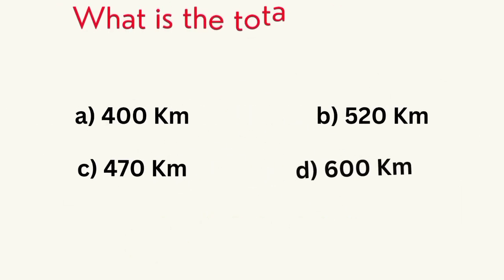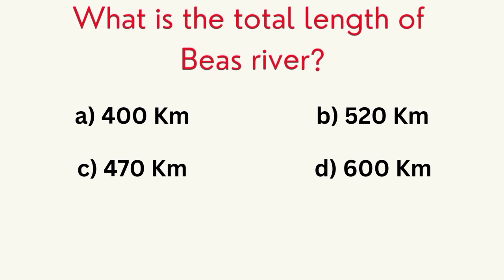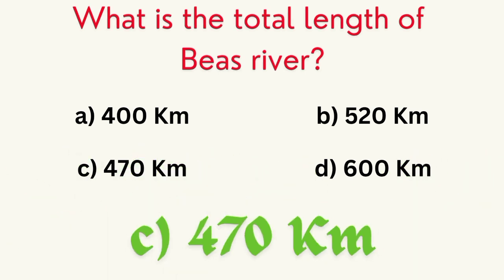What is the total length of Beas River? A. 400 kilometers. B. 520 kilometers. C. 470 kilometers. D. 600 kilometers. Answer is C. 470 kilometers in Punjab.